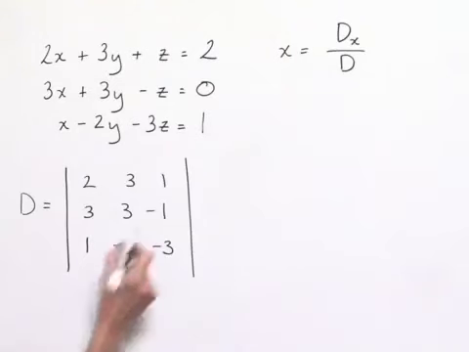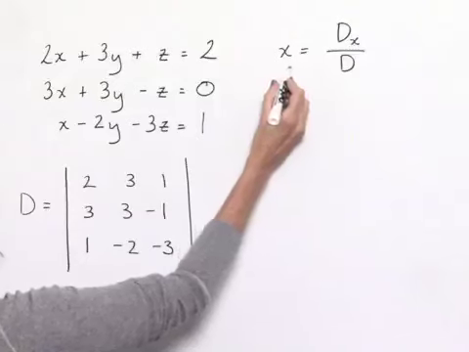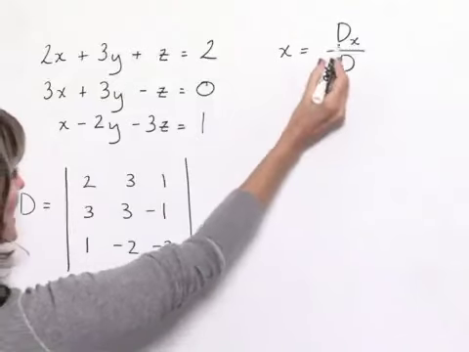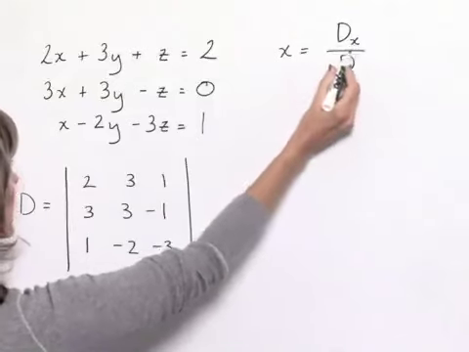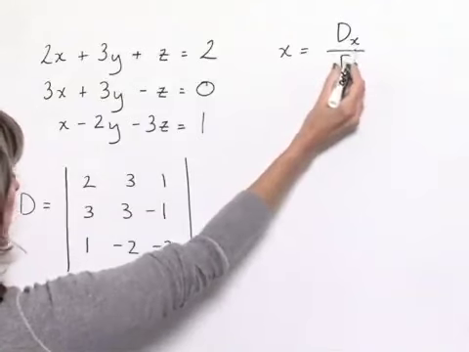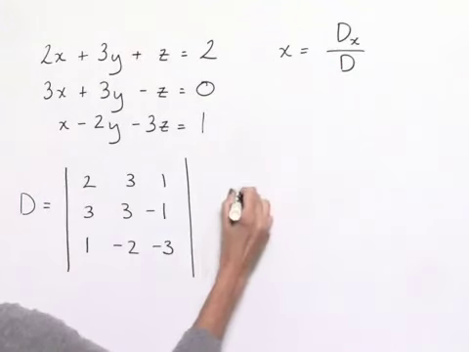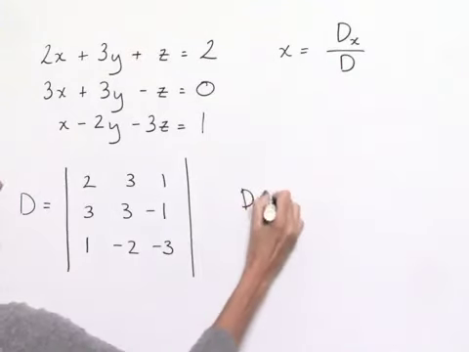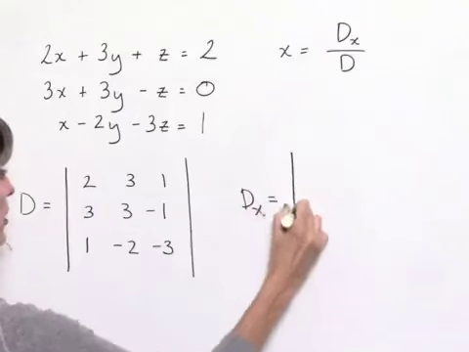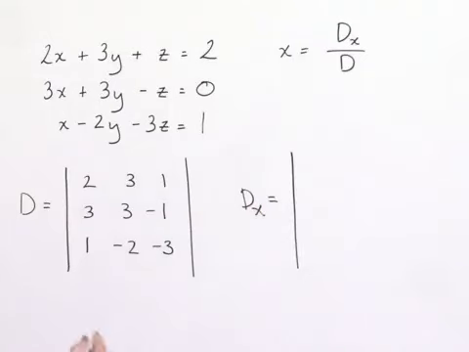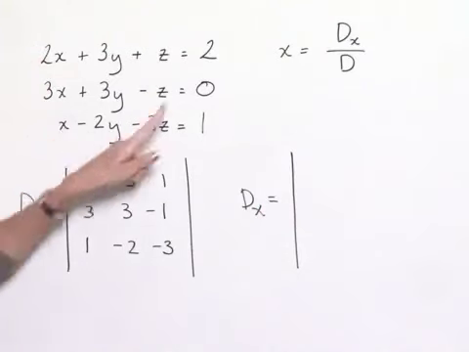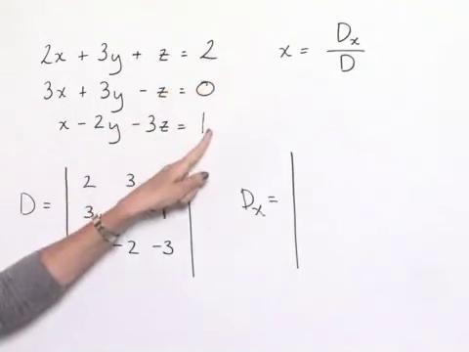Now, if we're looking to solve for the variable x, we're going to come up with a ratio where we have D sub x, a determinant related to the value x, divided by D, which was the coefficient determinant that we just found. Let's see how we create D sub x. We're going to have a 3 by 3 determinant where we take the values that came from our x's and replace them with the constant values in the equations.